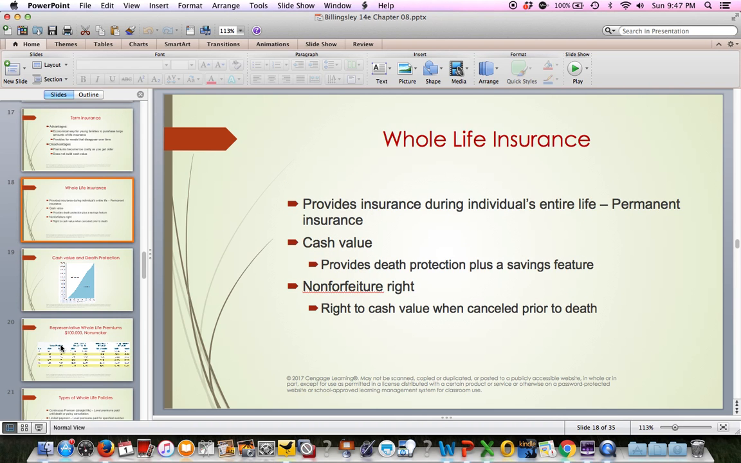The next is whole life. The two main types of life insurance are term and whole life. Whole life is called that because it provides a benefit during the individual's entire life.